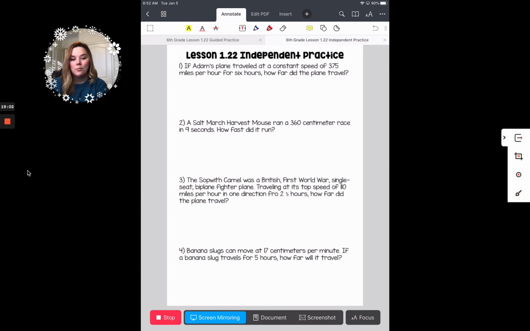Number 3, the Sopwith Camel was a British First World War single-seat biplane fighter plane traveling at its top speed of 110 miles per hour in one direction for 2.5 hours. How far did the plane travel? And number 4, banana slugs can move at 17 centimeters per minute. If a banana slug travels for 5 hours, how far will it travel?